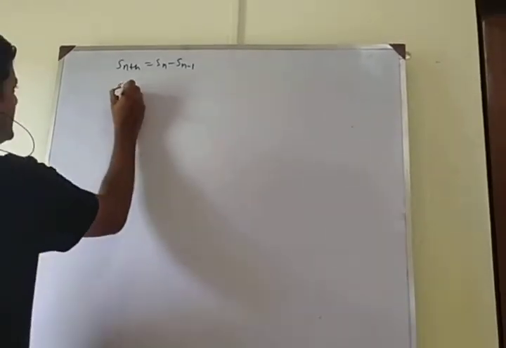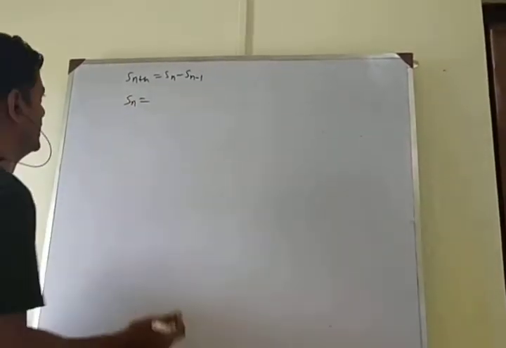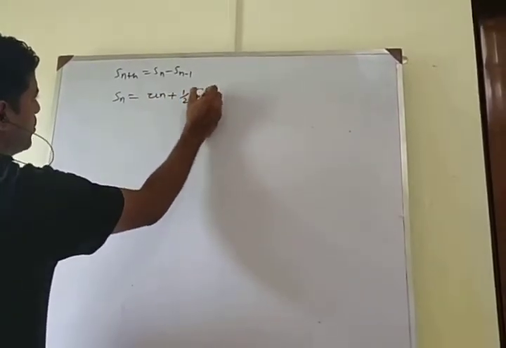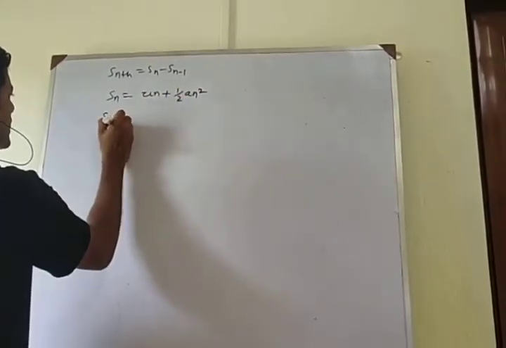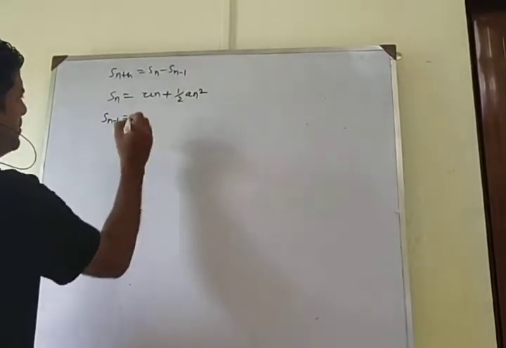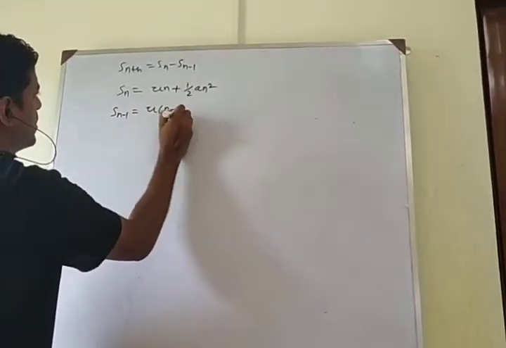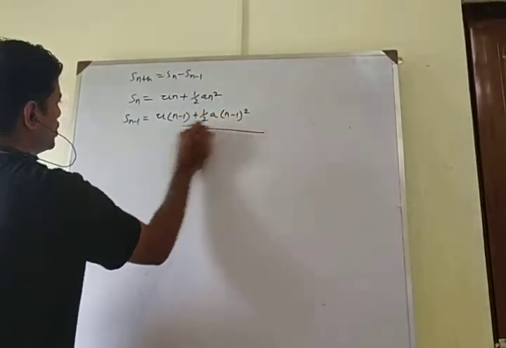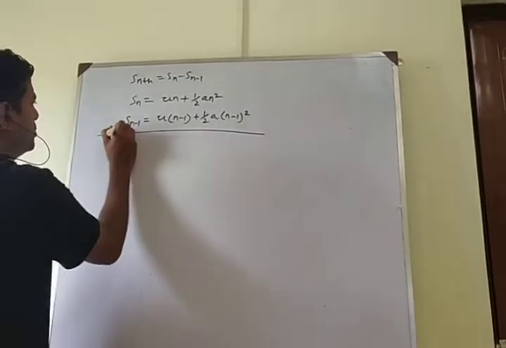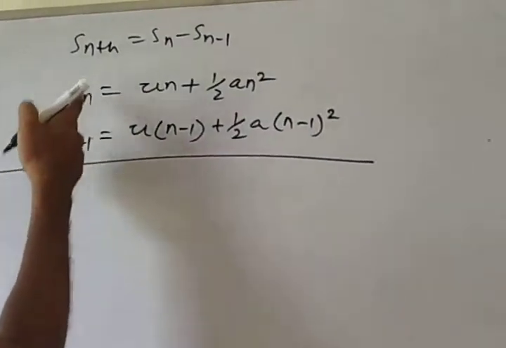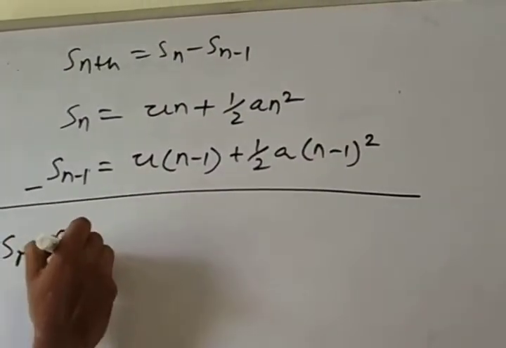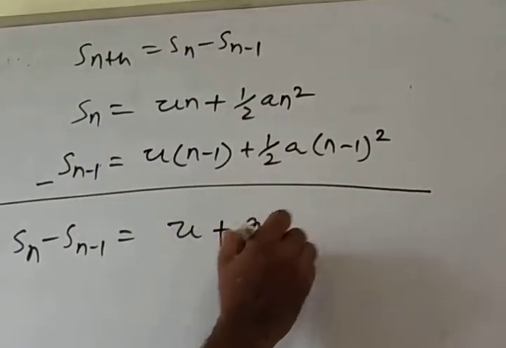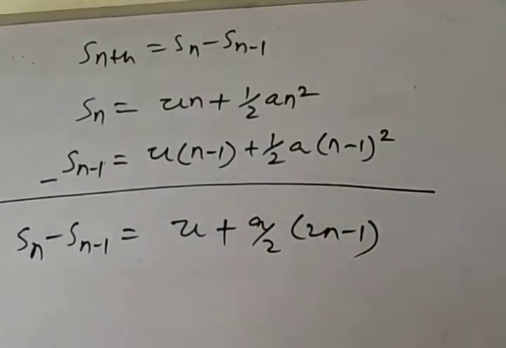I can say Sn is nothing but the distance travelled in n seconds, that is un plus half a n square. And Sn minus 1 is the distance travelled in n minus 1 seconds, that is u into (n minus 1) plus half into a into (n minus 1) square. So you need to subtract this second equation from the first equation. It will become Sn minus Sn minus 1, and you will finally get u plus a by 2 into (2n minus 1). So this is a simple method.